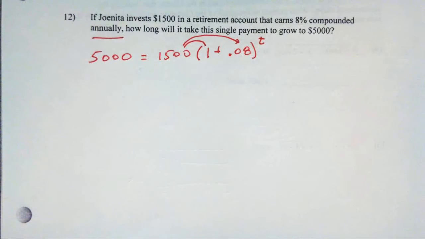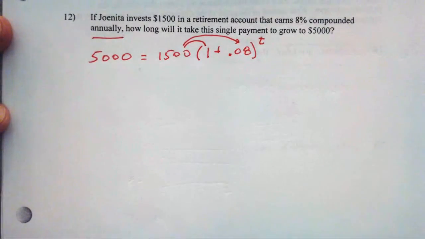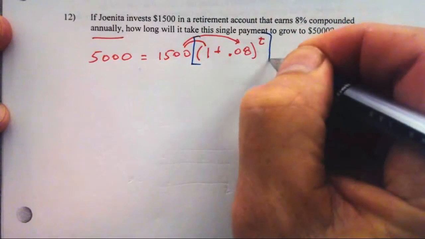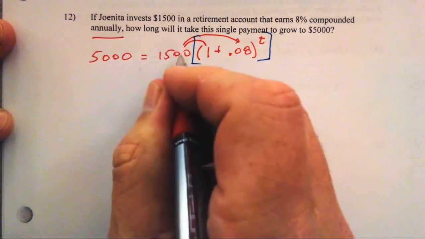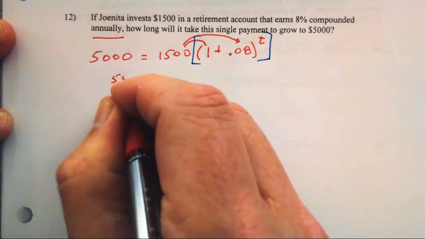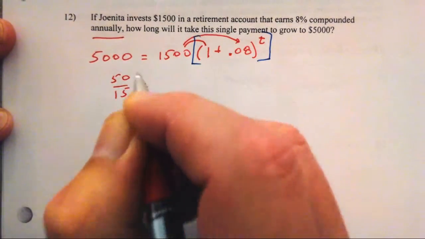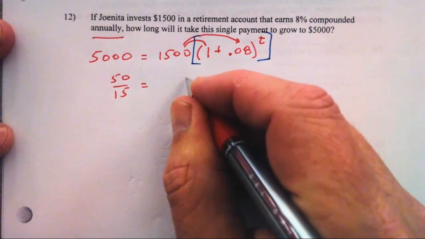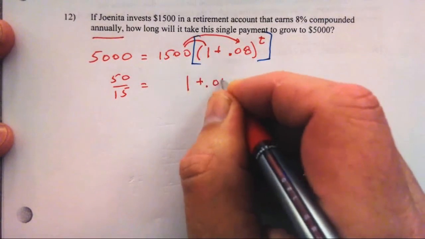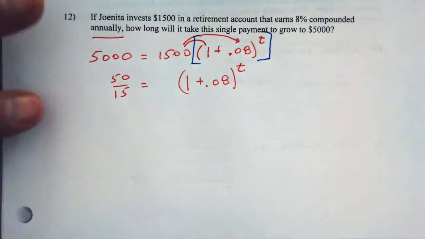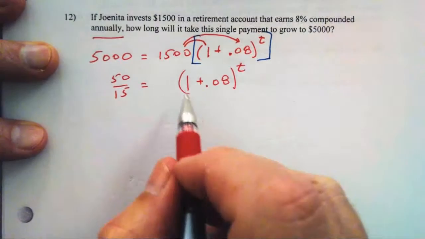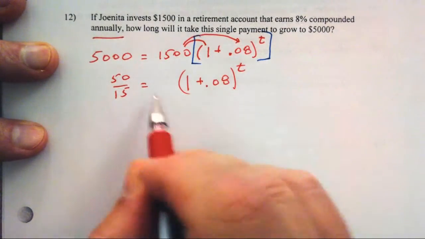From this point on, this is an exponential function. We're solving for t, so we're going to introduce logarithms at some point. I need to isolate my exponential term first, so I need to divide by 1,500. I'm going to start just by dividing both sides by 100. That gives me 50 over 15. I know I can reduce that. Equals 1 plus 0.08 raised to the t. So the exponential term is isolated.